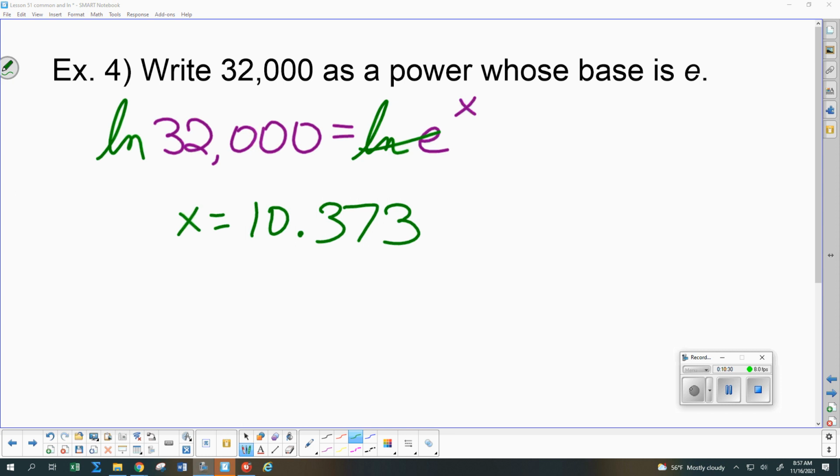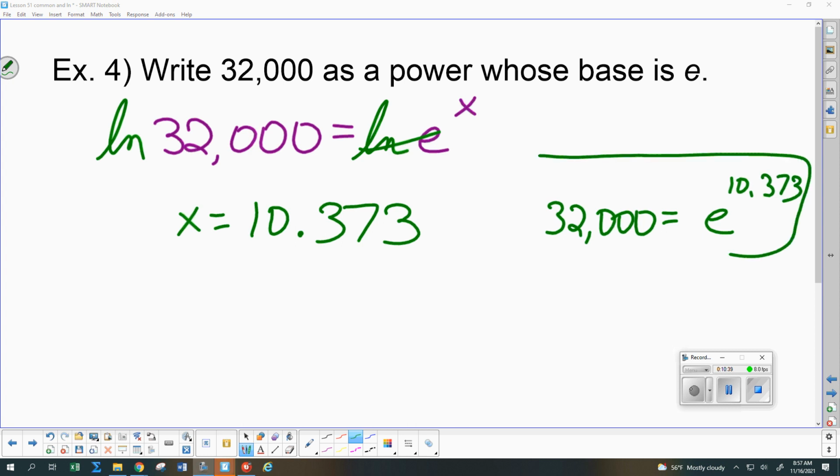Which means we write 32,000 as a power with a base of e, it will look like this. So questions from anybody on that?